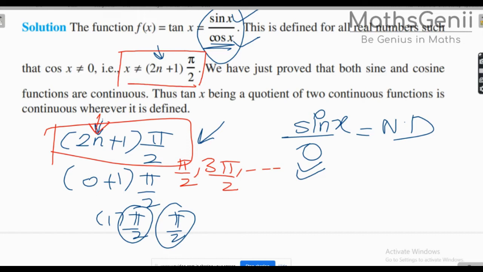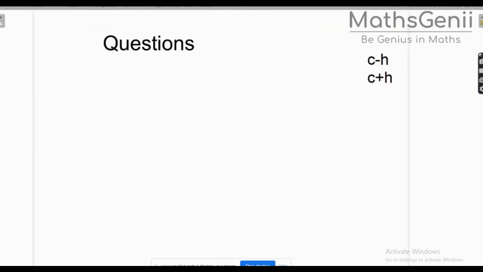Now, we have covered the major theorems. Now let's look at more and more examples so that it becomes crystal clear for you guys. Okay, again I have written c minus h, c plus h just to remind you guys. So this is the very first question from your textbook, which says f of x is equal to 5x minus 3. Examine the continuity at x is equal to 0.